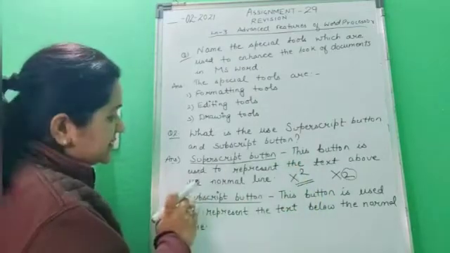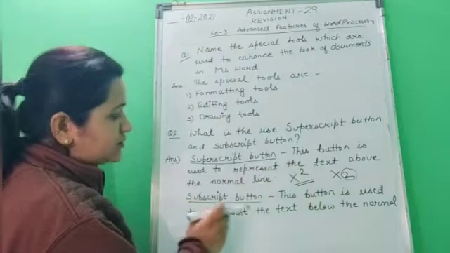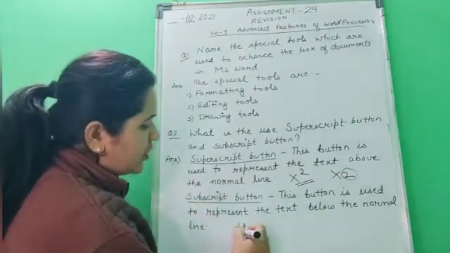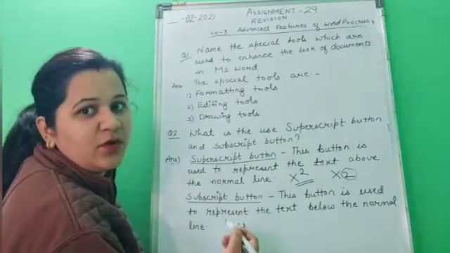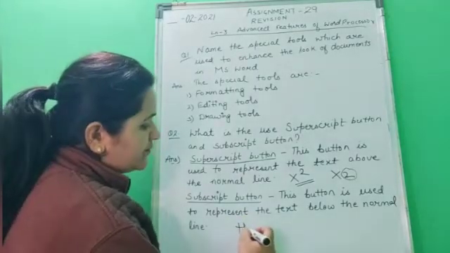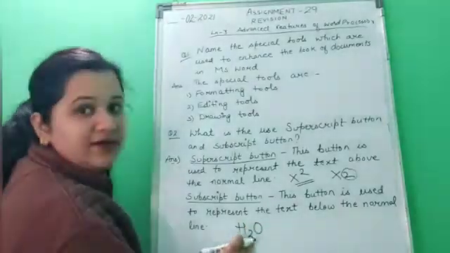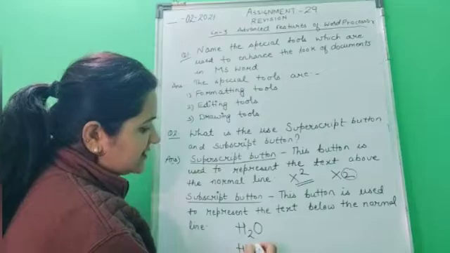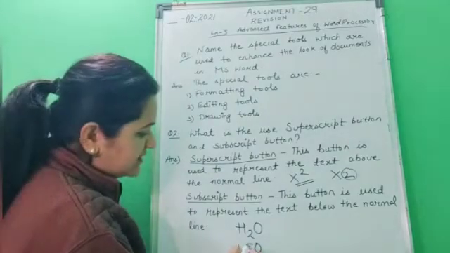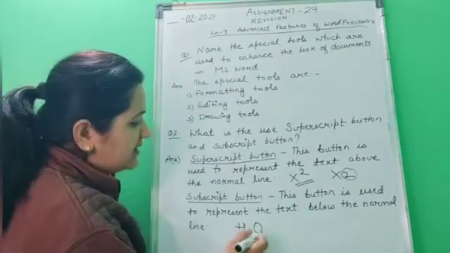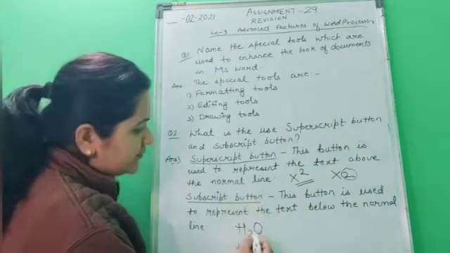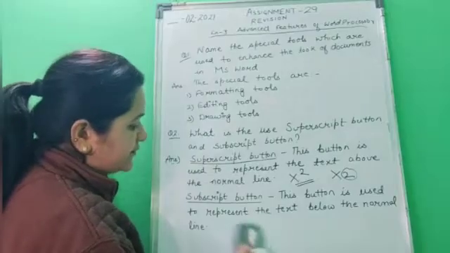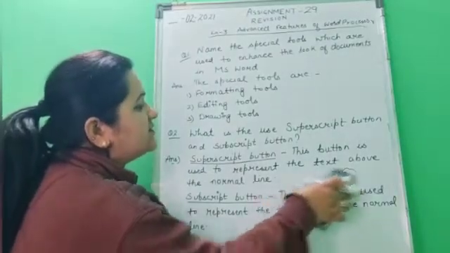Next, subscript. This button is used to represent the text below the normal line. Suppose you want to write the chemical formula of water, that is H2O. So this is how we write it. When you type on the computer, it looks like that. So what you have to do is first select this 2 and then click on the subscript button. Then it will show you like this. So these buttons are used for these purposes.